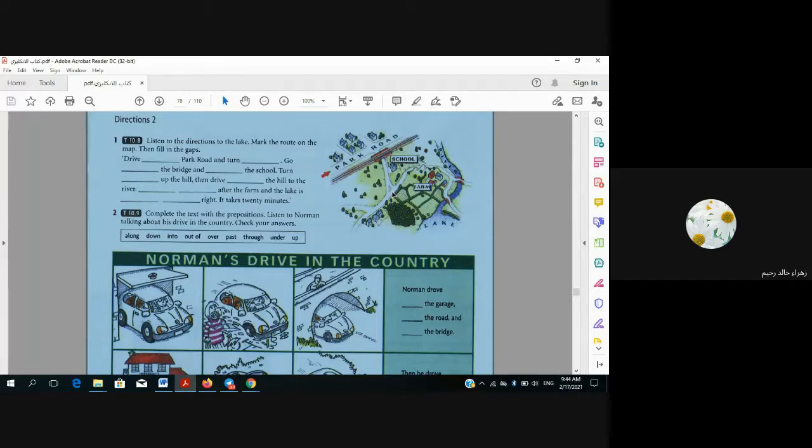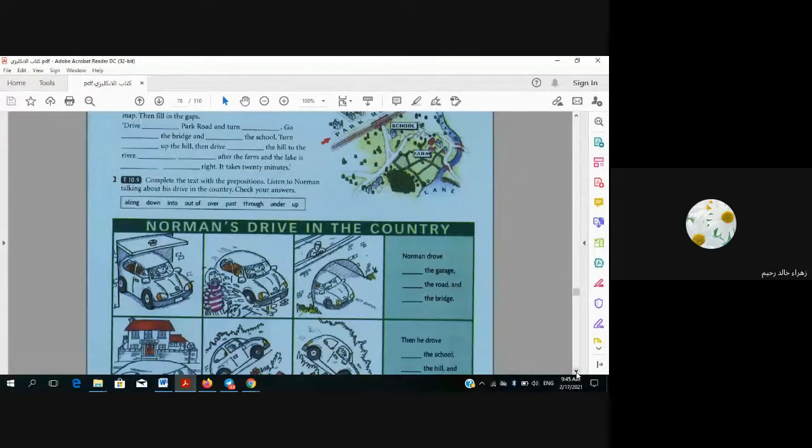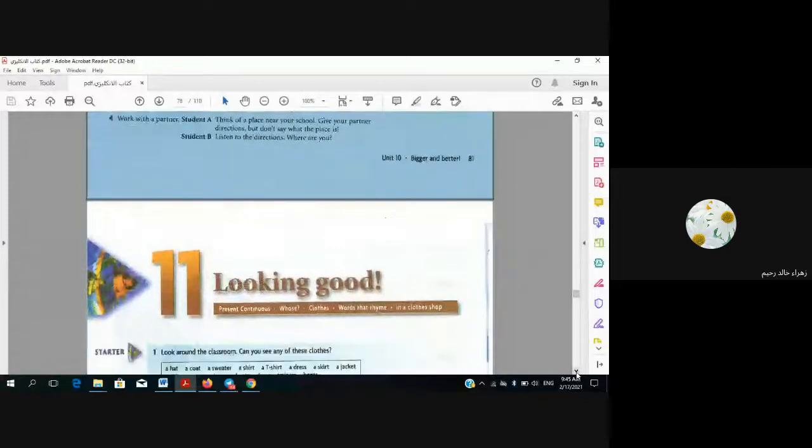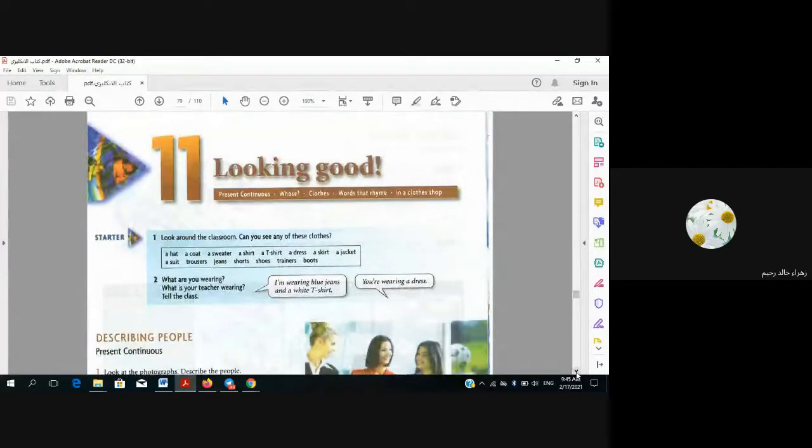Turn right after the farm and the lake is on the right. It takes 20 minutes. هنا يظهر الطريق إلى الليك إلى البحيرة. شلون توصفون الطريق إلى البحيرة؟ باستخدام these words. You should fill these blanks with these words. Looking good.